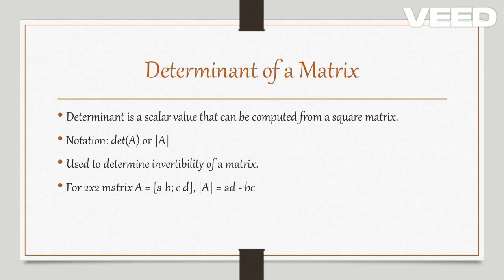If we have a 2 cross 2 matrix with the elements a and b, and in the second row it's c and d, then the determinant of A equals ad minus bc. We are going to do many more questions on this determinant of a matrix.